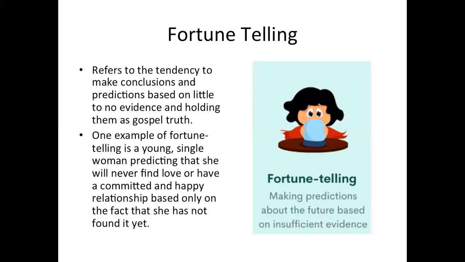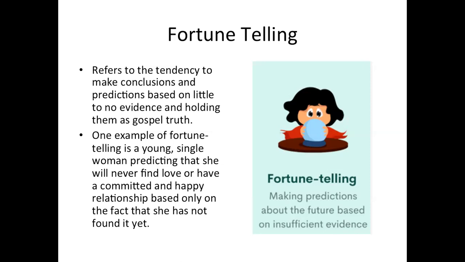Another one of these examples is fortune telling. Fortune telling is when we think that we could predict the future, even though we don't have enough evidence. So if we take our experience now and project it all the way into the future, that's fortune telling.